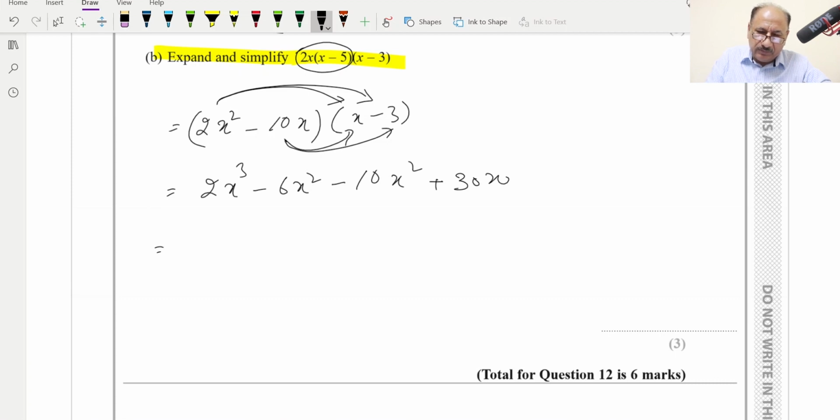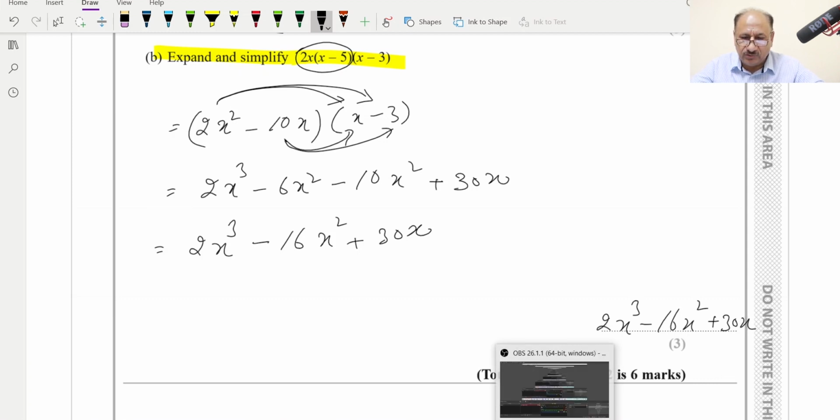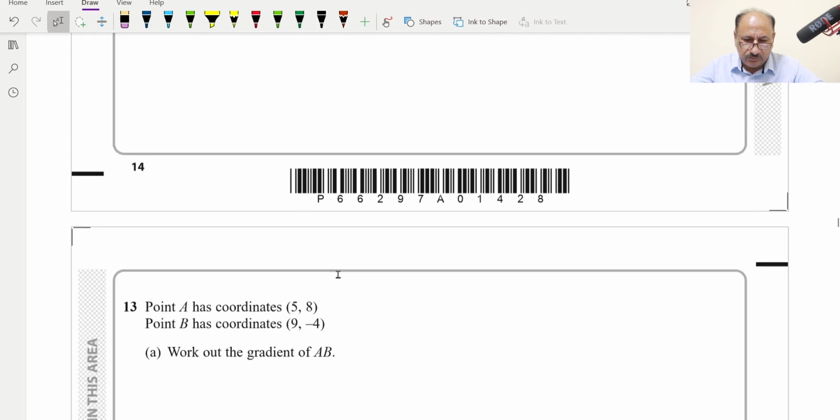Now we can simplify. This will be 2x cubed as it is because there is no other cube, and minus 10x squared minus 6x squared will be minus 16x squared, and plus 30x. This will be our final answer. Expand and simplify. So 2x cubed minus 16x squared plus 30x. This will be the expansion of this one. Hopefully you understood this one.